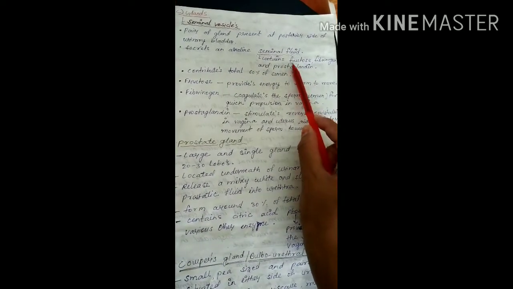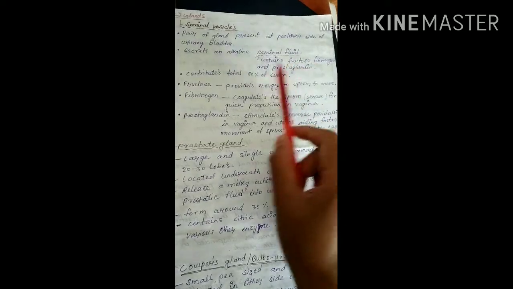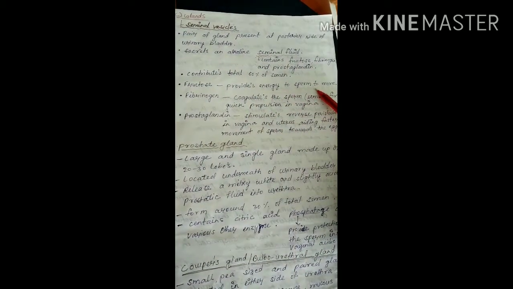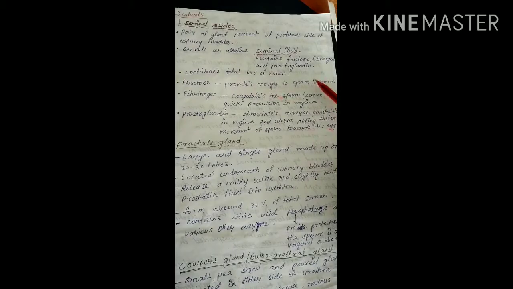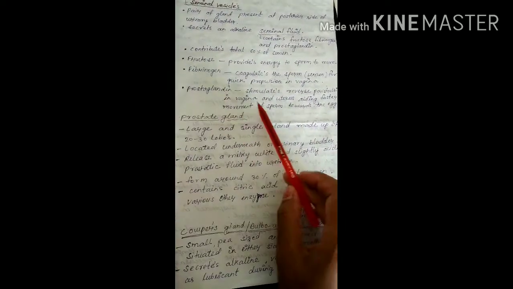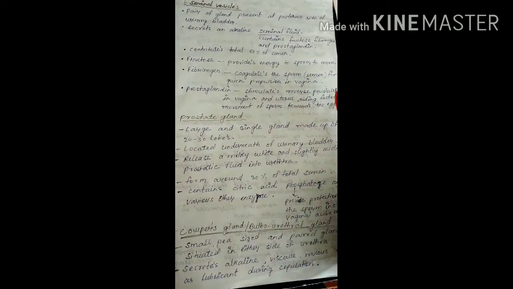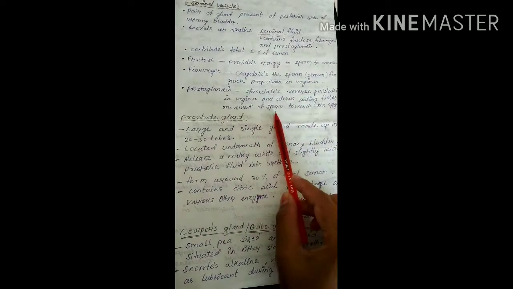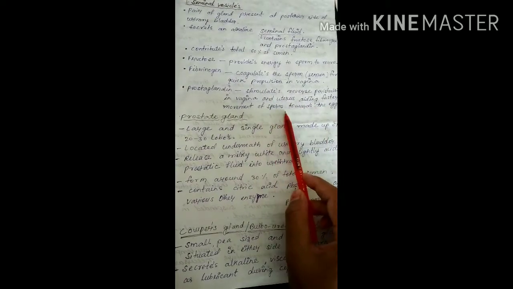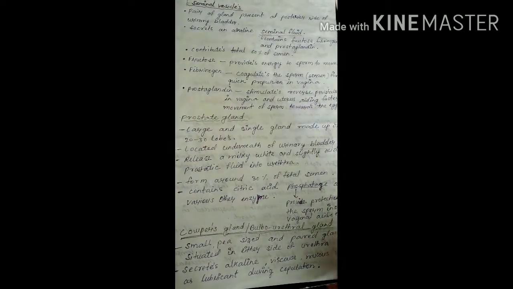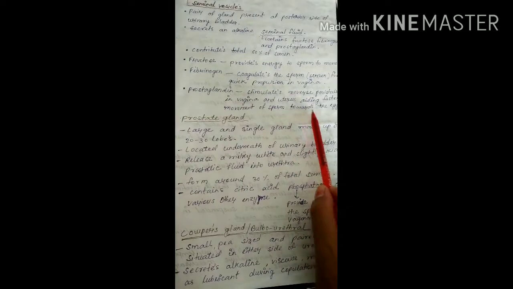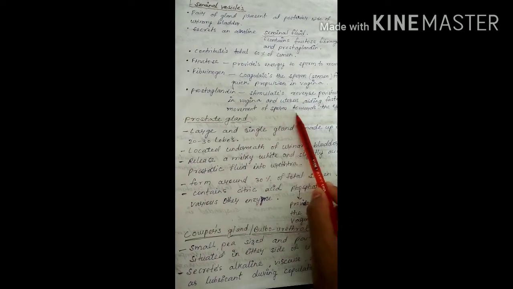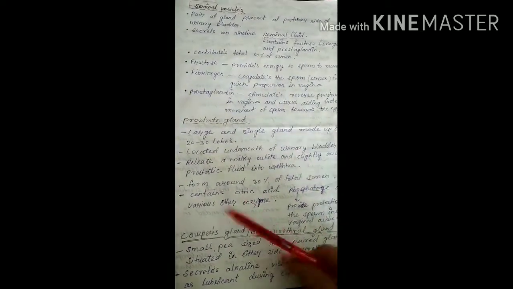And what is the function of fructose in seminal fluid? Fructose provides energy to sperm to move, and fibrinogen coagulates the semen for quick propulsion in the vagina. Then prostaglandin stimulates reverse peristalsis in the vagina and uterus, helping faster movement of sperm toward the egg. Otherwise this sperm will move out from the vagina.